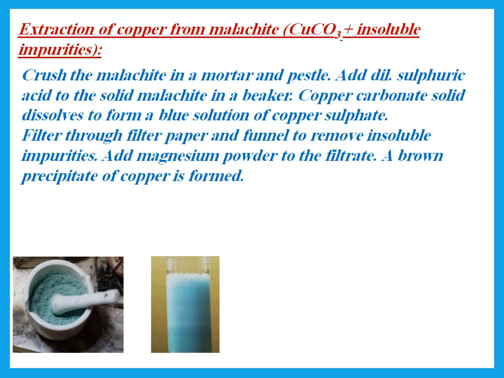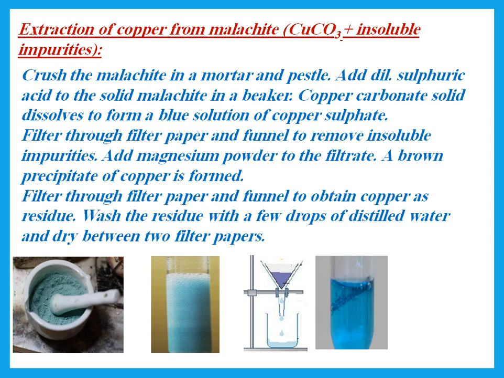Then any insoluble impurities, we will get rid of by filtering through filter paper and funnel. Now I have in my filtrate copper sulfate solution. How do I get copper from that? Remember that if I have copper sulfate solution, I can add magnesium powder. The magnesium will displace the copper, so I will get a brown precipitate of copper formed. Filter through filter paper and funnel, I get the copper as a residue. Wash the residue with a few drops of distilled water and dry between filter papers.